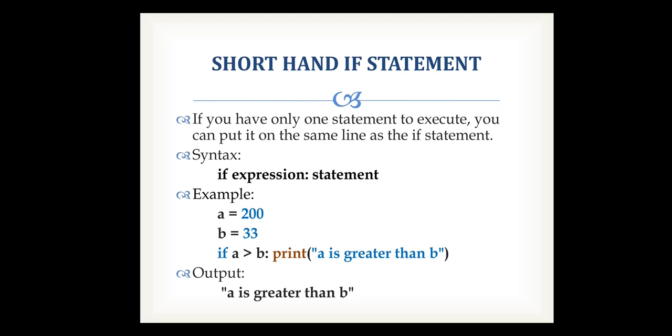If a is greater than b, you have to specify the statement. If the statement is true, whatever you want to print, directly place it after the expression by using a colon. After the colon you write your statement, and when we execute this line of code, it will produce a is greater than b.